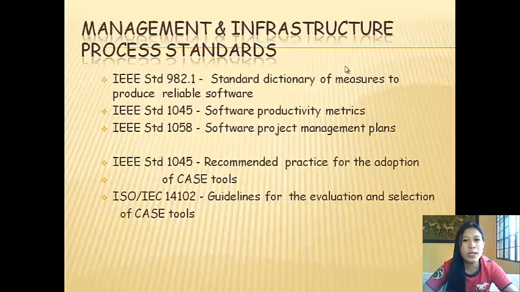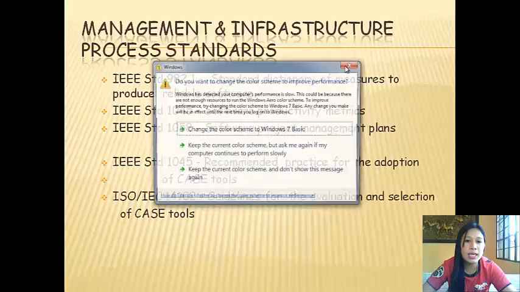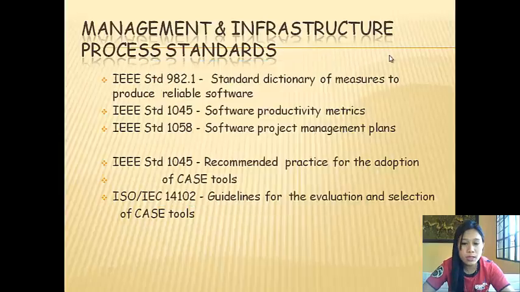Management and infrastructure process standards. The first is IEEE Std 982.1, Standard Dictionary of Measures to Produce Reliable Software. The second is IEEE Std 1045, Software Productivity Metrics. The third is IEEE Std 1058, Software Project Management Plans.